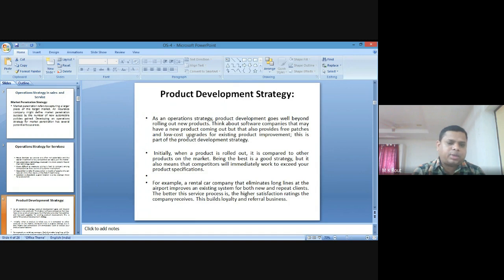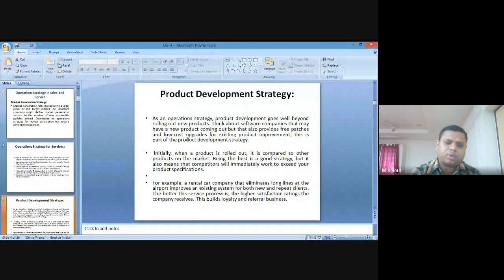Moving to point number 2, initially when a product is rolled out, it is compared to other products on the market. Being the best is a good strategy, but it also means that competitors will immediately work to exceed your product specifications. Just think about the segment of electric vehicles.